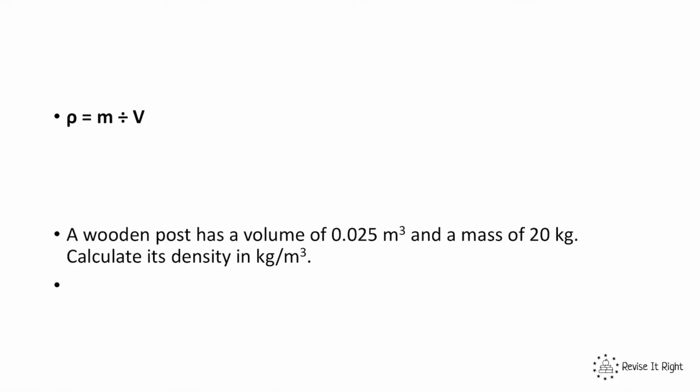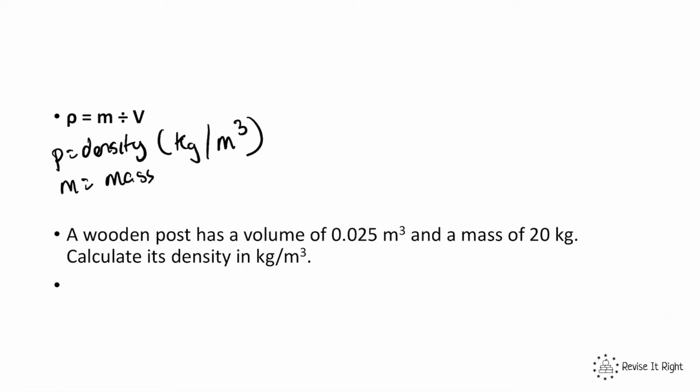This can therefore be written as the following equation. Density is equal to mass divided by volume, wherein this ρ means density and is measured in, or the unit is, kilogram per meters cubed. M obviously stands for mass, and its unit is always the kilogram, and V stands for volume, and its unit is meters cubed. So density is equal to mass over volume.